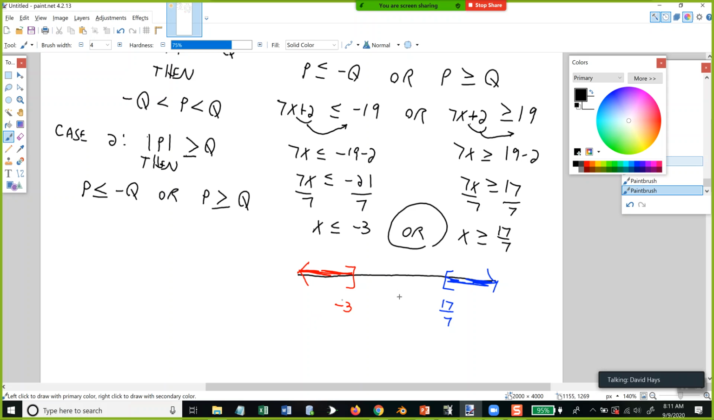Now, if you're wondering how this is written in interval notation, this is negative infinity to negative 3, bracket on negative 3. Infinities always have parentheses. This one is bracket on the 17 sevenths, goes to positive infinity. Again, infinities always have parentheses. And you replace the OR with union. Set builder, we would just put our curly braces here and x with a vertical line, and then that right there.